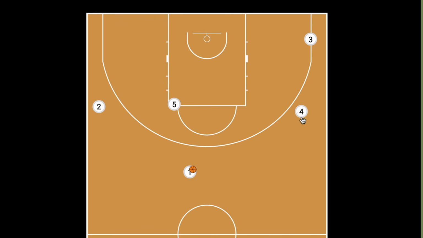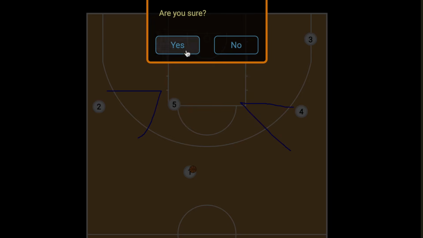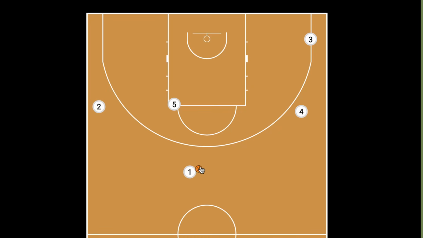So let's look at it again, right? We need to get open one of our wings. Ideally, we're going to this side of the floor. As that is happening, number five is coming up to set that screen for number one. Number one is coming off that screen, and we're just going to look to see if we can get number one the basketball.